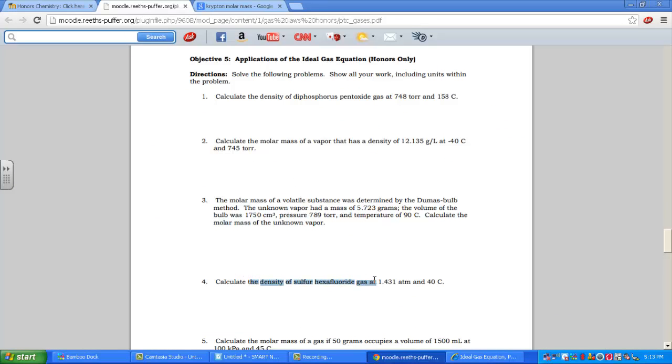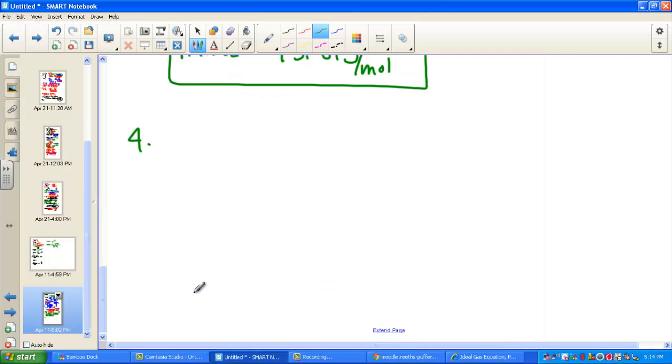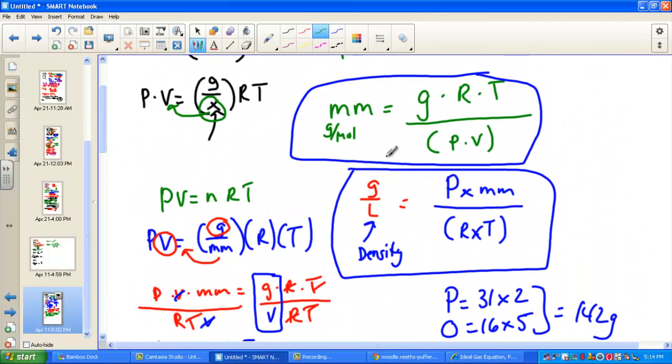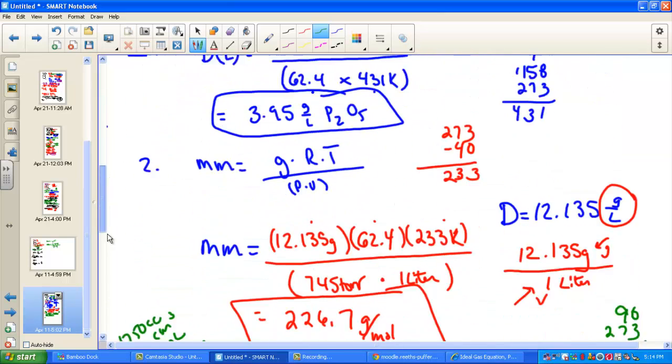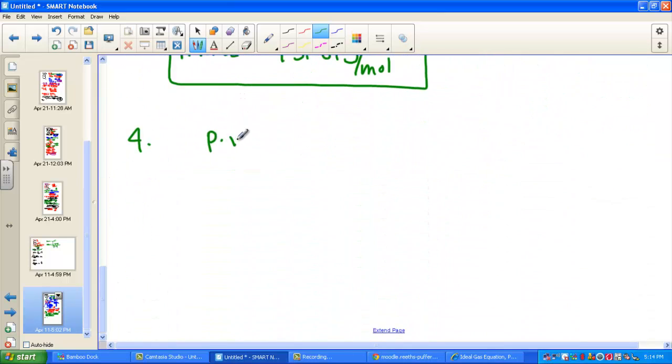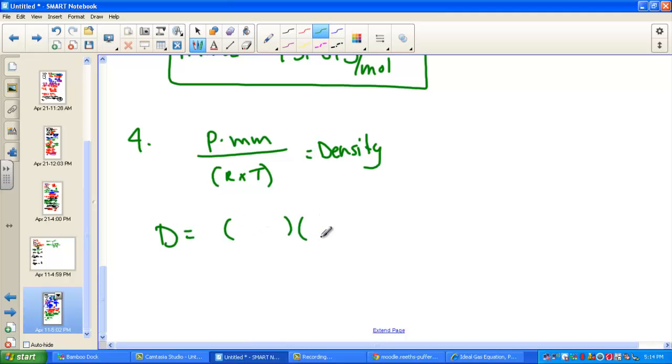Going to calculate the density of sulfur hexafluoride given pressure and temperature. Test taking tool page: density is P times molar mass over the product of R and T. Plug the numbers in as we read them. Calculate the density. So density is equal to, here's my pressure, here's my molar mass, over the product of R times T.